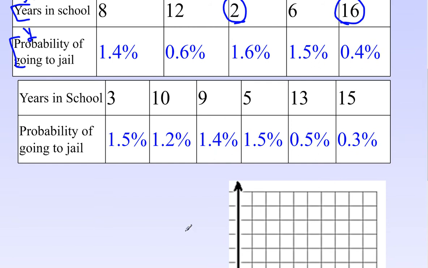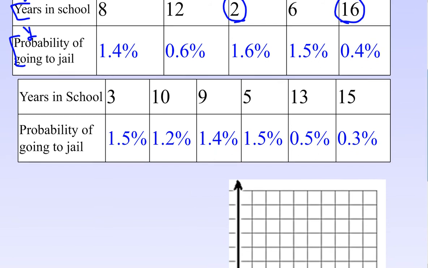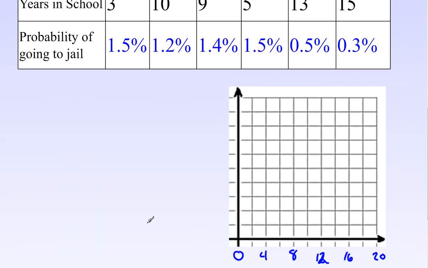All right. Now, our percentages. So this is the probability of going to jail. I can't write this sideways.